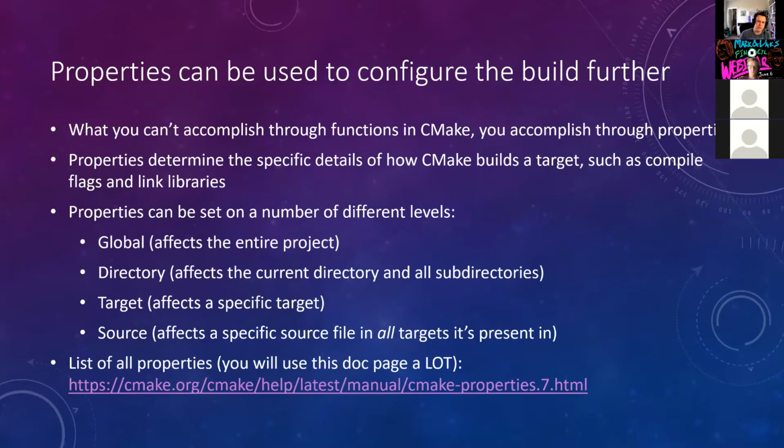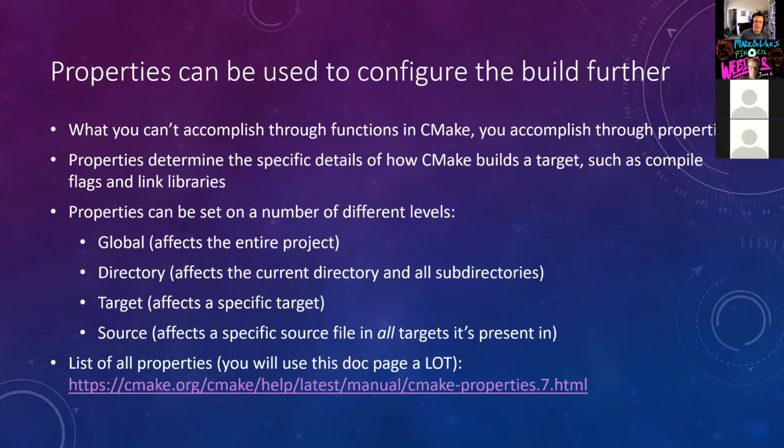So what you don't do through functions in CMake, you do through properties. These properties determine the specific details of how CMake builds a target, such as compile flags and link libraries. Like we talked about last time a little bit, we have compile flags, which basically tell the compiler how to build your code. Might be like add a certain directory to the include path, build this code in a certain way, add debugging information. Those types of things are usually controlled by properties in CMake. So properties are one of the most core concepts of CMake, and it's really important to know how they work.